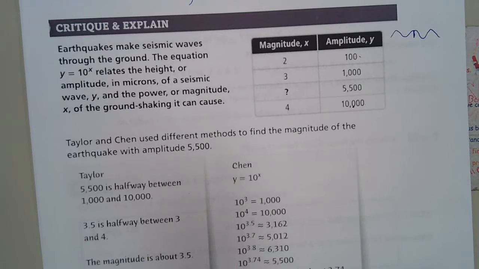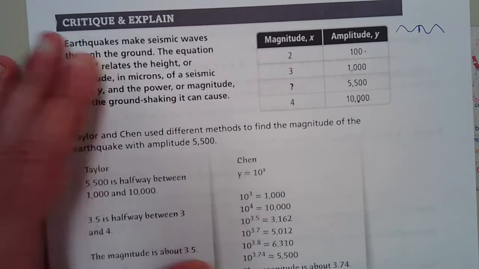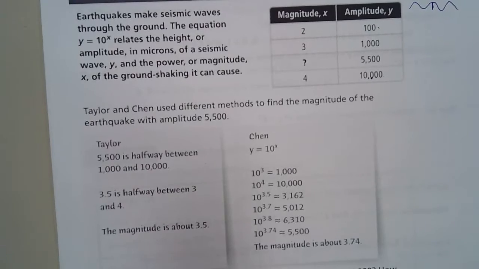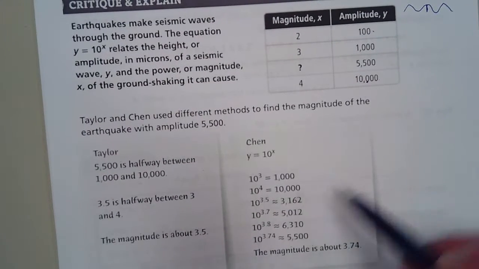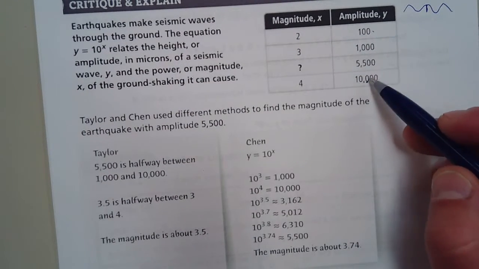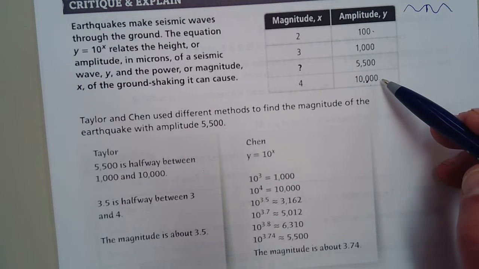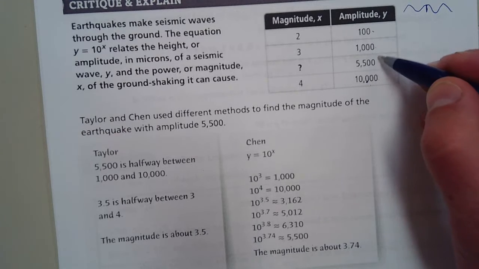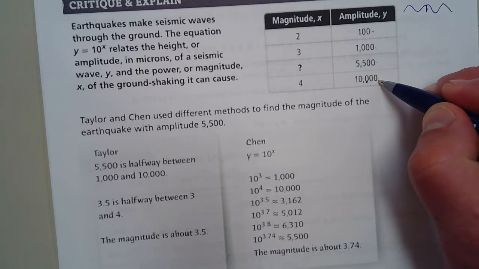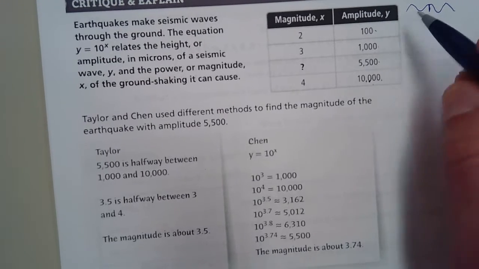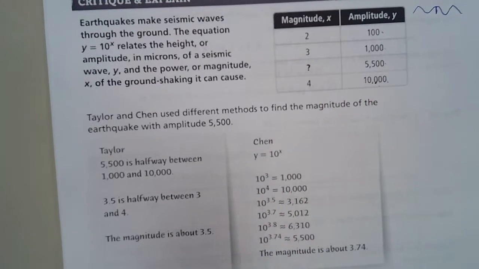So there's two schools of logic here, especially if you didn't know the function. If you didn't know the function and you're looking at this table, Taylor looks at it and says that 5,500 is halfway in between here and here, right? Because there's 9,000 numbers in between there. Half of 9,000 would be 4,500. So it's up 4,500, up 4,500. So she's looking at it linearly. And so she says, yeah, this would be 3.5 right here.